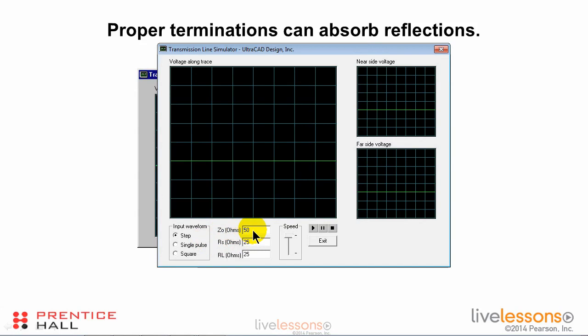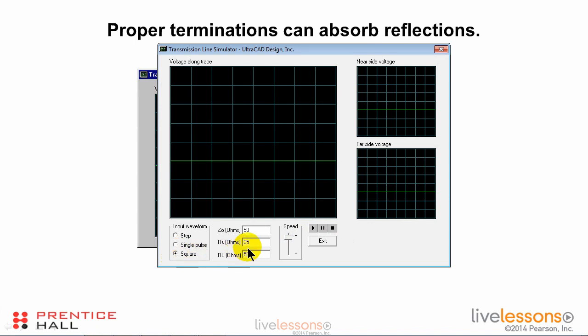Now I've got a trace with a characteristic impedance of 50 ohms. I'm going to terminate it in 50 ohms. I'm going to send a single pulse down the trace, and we'll see what happens. And what happens is nothing. There's no reflection. There's no nothing.